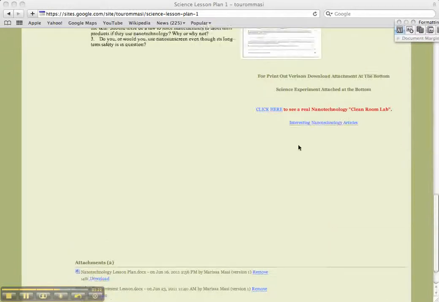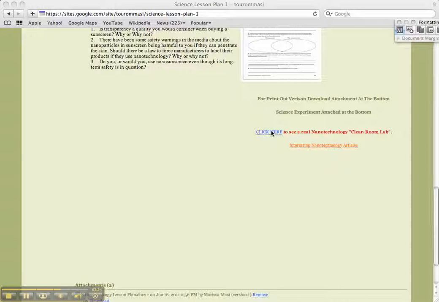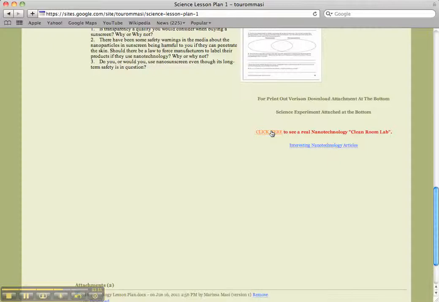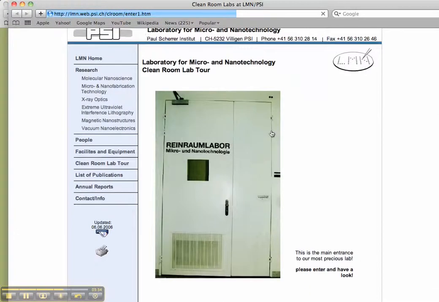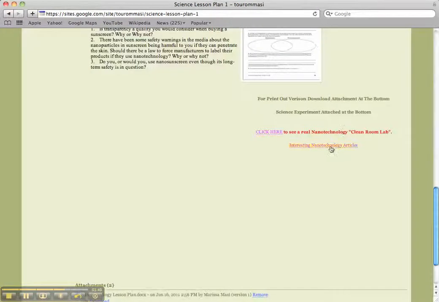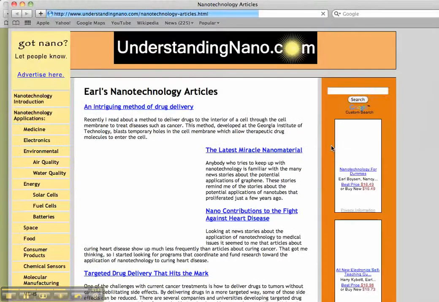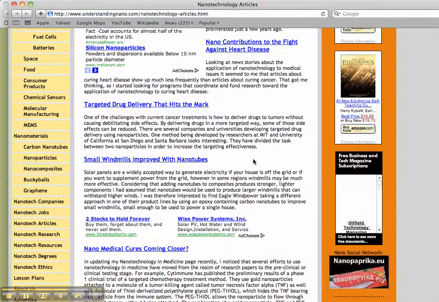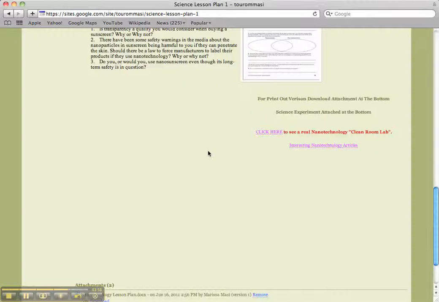And after, or even before, I also have students who are very interested in nanotechnology. I have a clean room lab for them to explore by clicking on the link, and it actually takes them to a laboratory that does nanotechnology. And I also have some articles for them to read, a link that they'll click, and it has some articles that have to do with nanotechnology. So those are for either the whole class or just for some students who are extremely interested in nanotechnology.